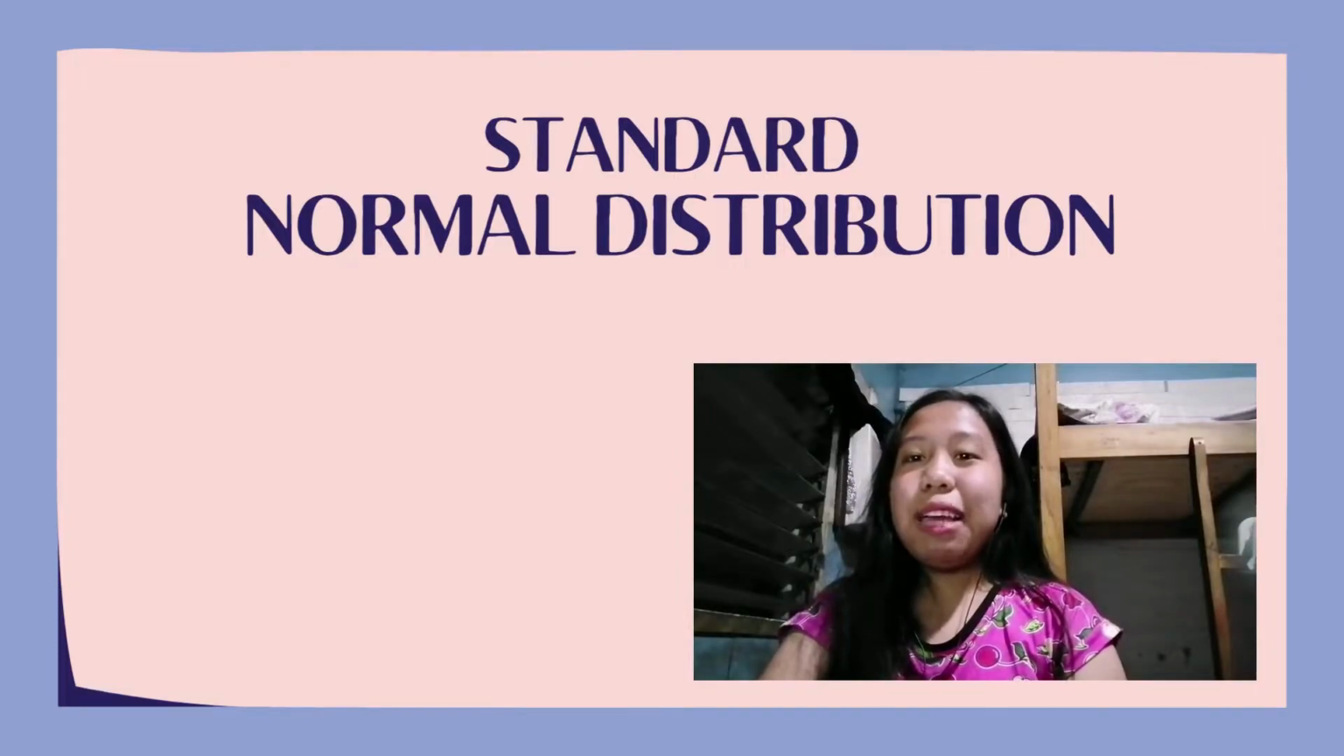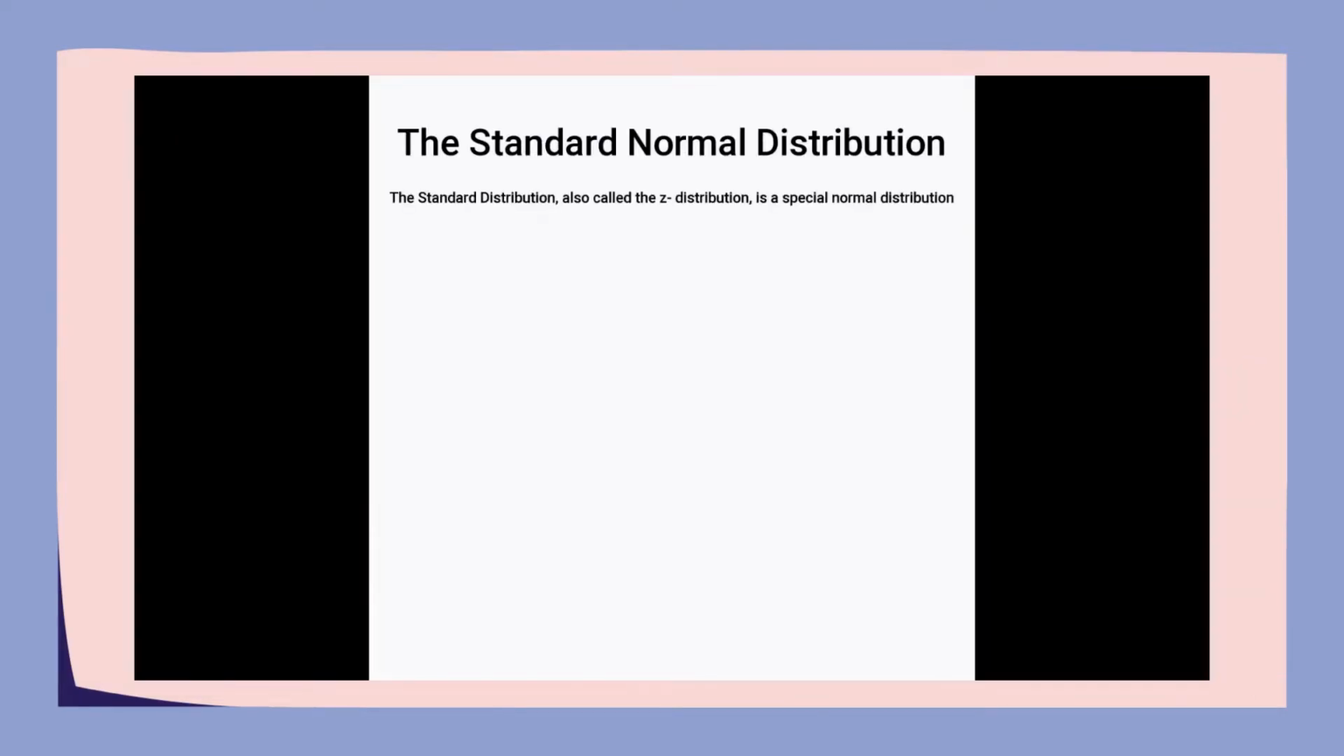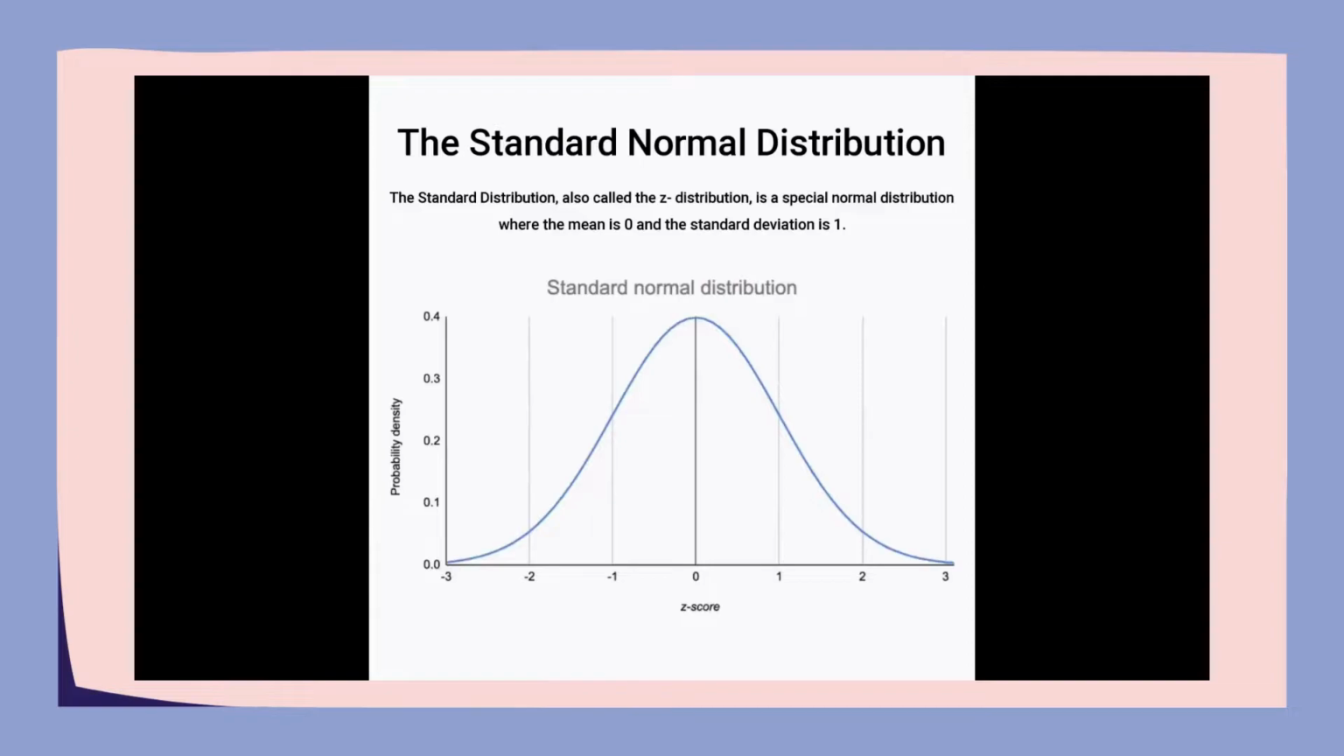Good day everyone, my name is Shaina Mae and we were talking about the standard normal distribution. The standard normal distribution, also called the Z distribution, is a special normal distribution where the mean is 0 and the standard deviation is 1. Any normal distribution can be standardized by converting its values into Z-scores. Z-scores tell you how many standard deviations from the mean each value lies.